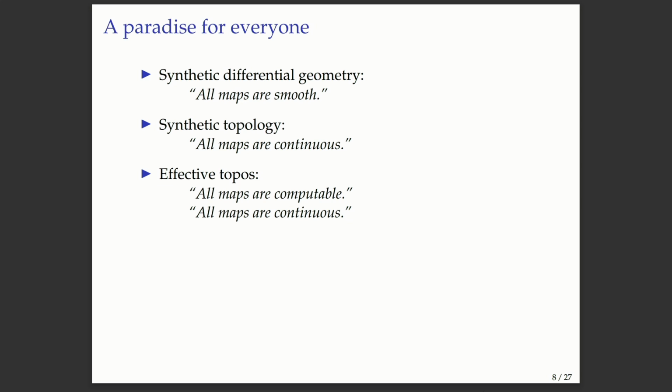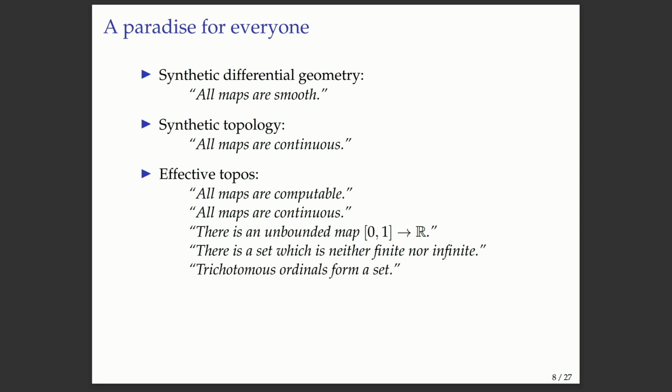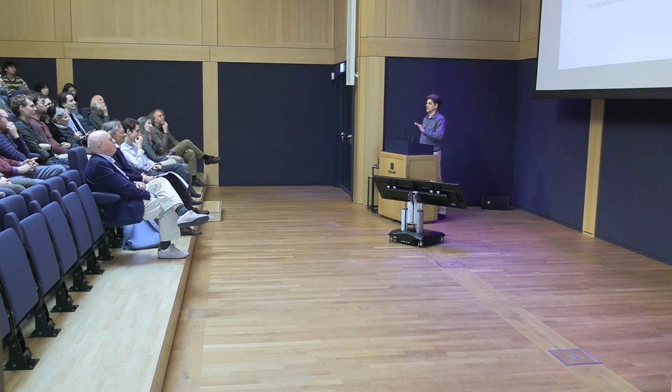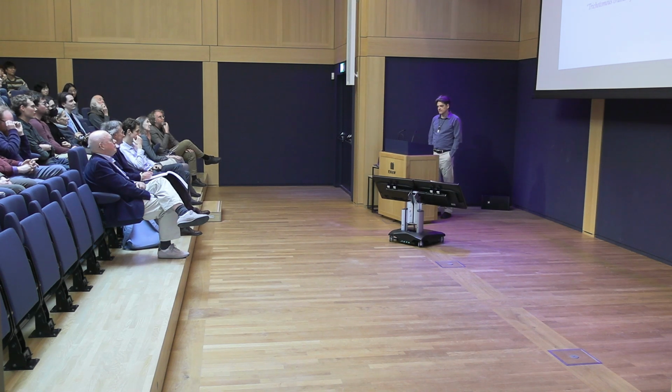But then you read Russian literature on recursive analysis, and you realize that in this topos, there is an unbounded map from the closed interval to the reals. And then if you put the second and the third statements together, this is becoming a little bit worrisome because now we have a continuous unbounded map on the closed interval. So what's going on with our paradise? Well, this is only the beginning, actually. So, for instance, also, there is a set which is neither finite nor infinite, literally, okay? And a certain kind of ordinals, you have to be a little careful how you define ordinals because we're in an intuitionistic setting, but the trichotomous ordinals form a set. So this is strange. It's a strange world.